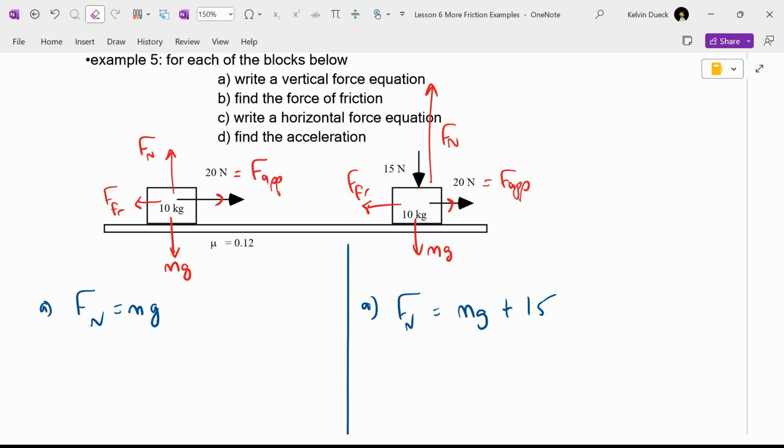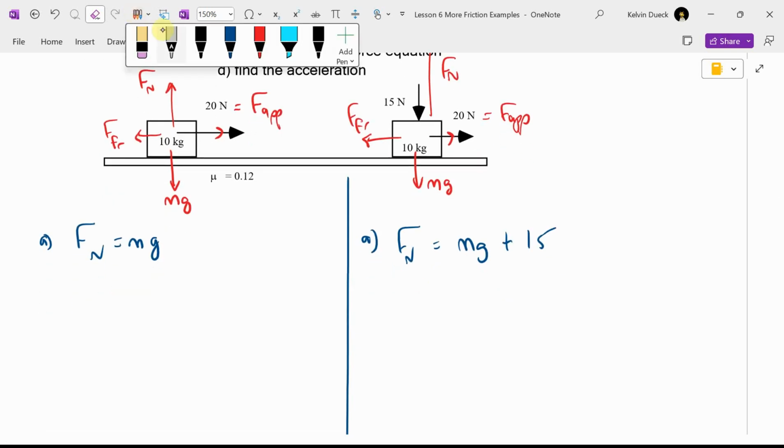Yeah, normal force is bigger because the normal is mg. Now you're adding something to it. Yep. Ashton, what does B want me to find?